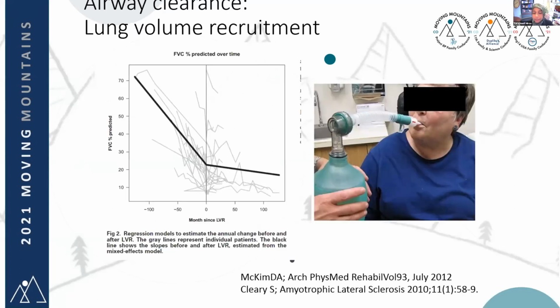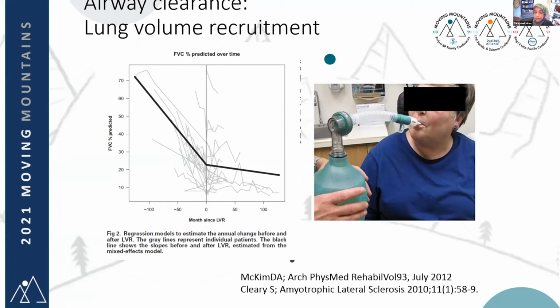Now, another concept that's also very important is lung volume recruitment. Part of that ability for airway clearance, if you go back to the time when I had asked you to cough, the first part of the cough was taking that breath in. So we need that primary capacity for you to be able to pull it in.